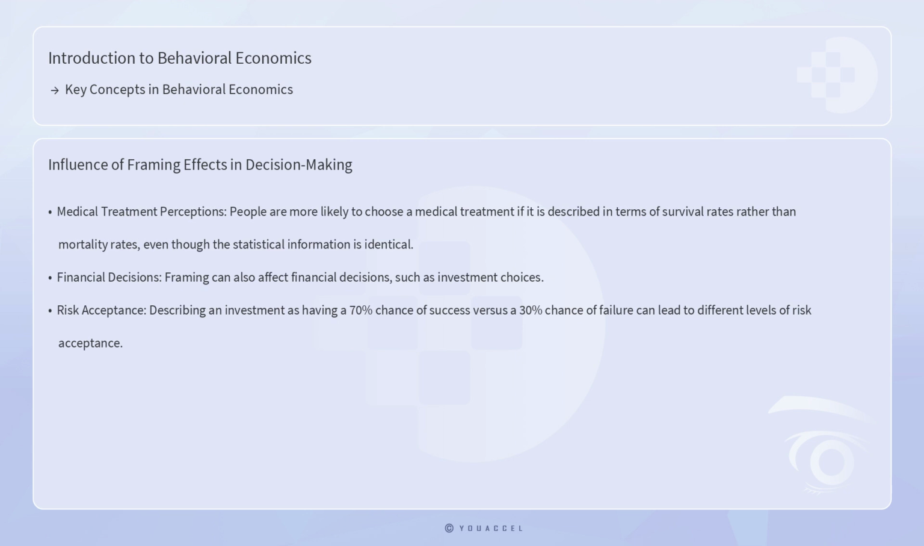Behavioral economics also examines how framing effects influence decision-making. The way information is presented can significantly alter perceptions and choices. For instance, people are more likely to choose a medical treatment if it is described in terms of survival rates rather than mortality rates, even though the statistical information is identical. Framing can also affect financial decisions, such as investment choices. Describing an investment as having a 70% chance of success versus a 30% chance of failure can lead to different levels of risk acceptance.